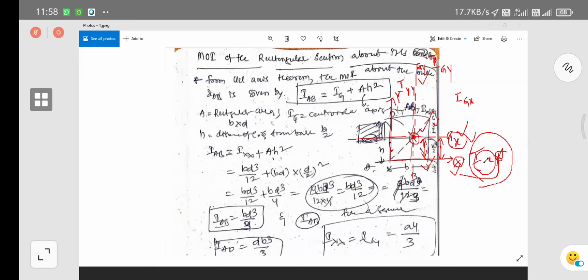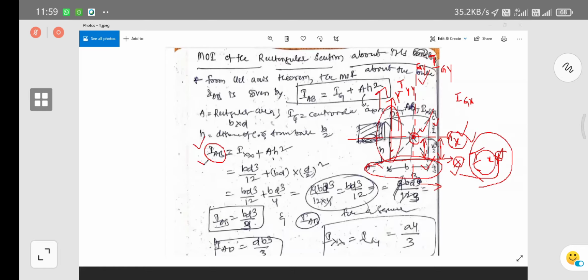IAB, or otherwise IXX. The same thing we have seen in the previous class: if I want to apply the parallel axis theorem, I definitely have to find the moment of inertia about the base axis, as a reference axis. Here AB is my reference axis or base axis, and vertically I also have AD as a base axis. So in two cases, one is linear and one is lateral, we have moments of inertia respectively.